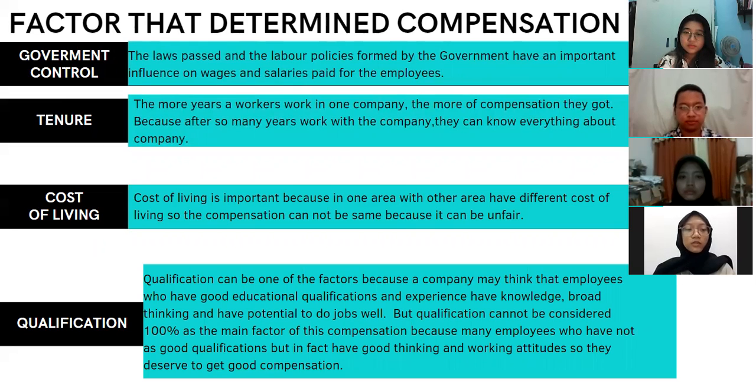And the last is qualification. Qualification can be one of the factors because a company may think that employees who have a good educational qualification and experience will have good knowledge, broad thinking, and the potential to do their job well. But qualification cannot be considered 100% as the main factor of compensation, because many employees do not have as good a qualification as others, but in fact they have good thinking and a good working attitude, so they deserve to get good compensation too.